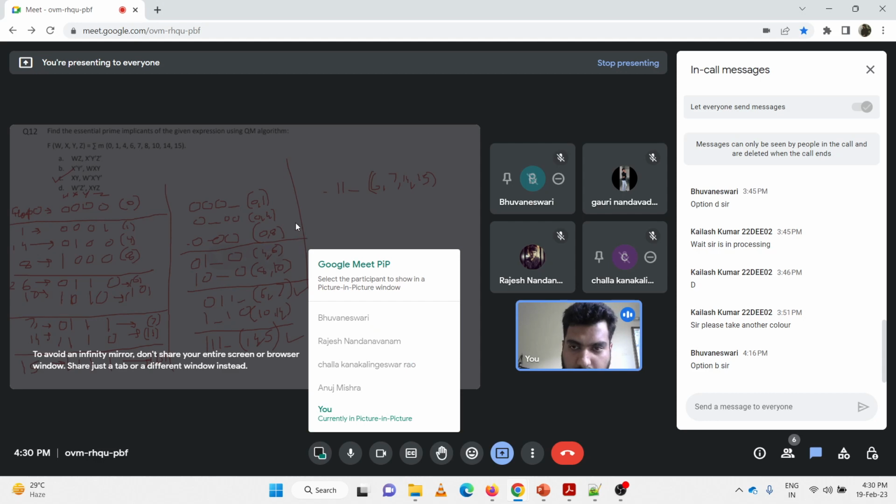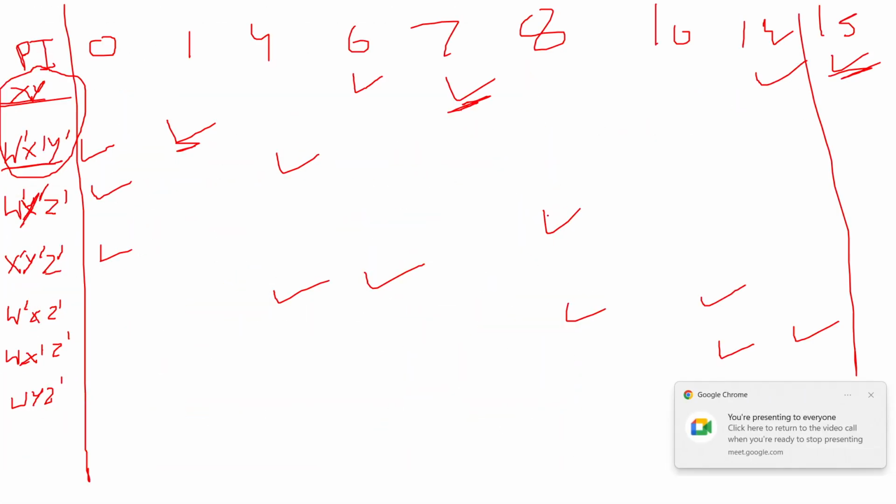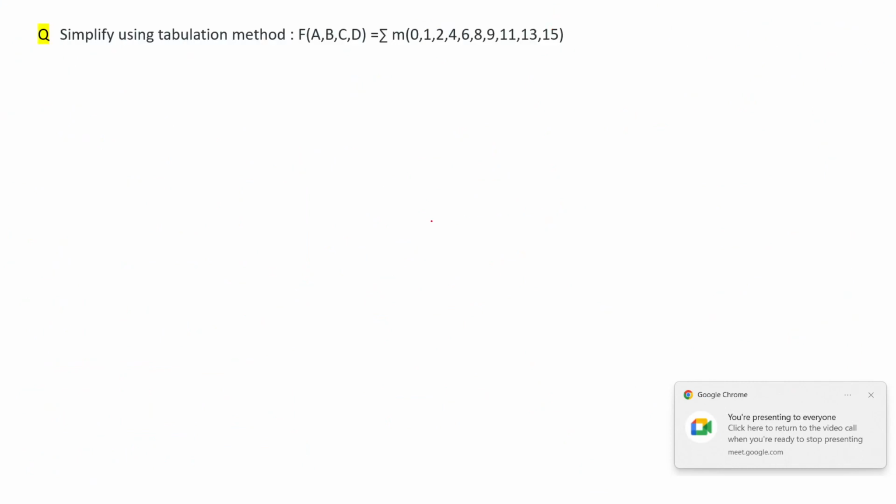So now going forward to the next question, that is question number 13. I would again ask you to do this question. Simplify using the tabulation method. Tabulation method is simply the QM method that we did earlier. So we have to simplify f of a b c d equal to summation of minterms 0 1 2 4 6 8 9 11 13 14 using the tabulation method, that is the QM method.